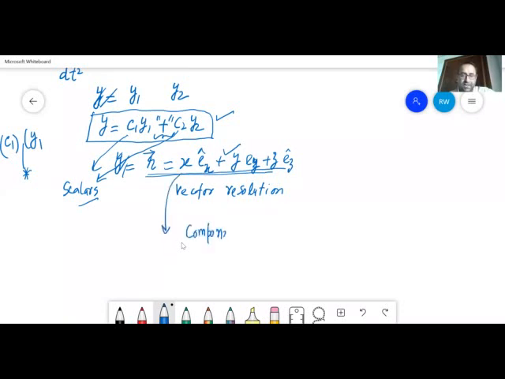Okay, in x direction, in y direction. So these scalars make the components of a vector in a particular direction. Like I have an x component, y component, z component. So all those components are not themselves vectors, they are basically numbers.